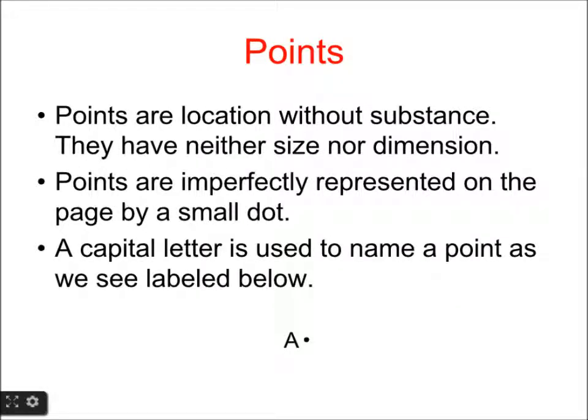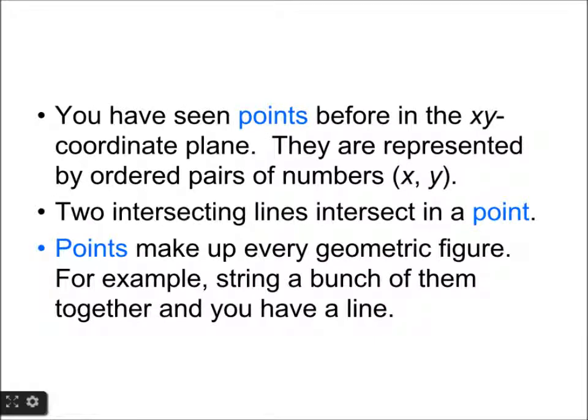Points. What are points? Points are locations without substance. They have neither size nor dimensions. Points are imperfectly represented on the page by a small dot. A capital letter is used to name a point, as we see below. A dot. This dot is a point, which is very simple.